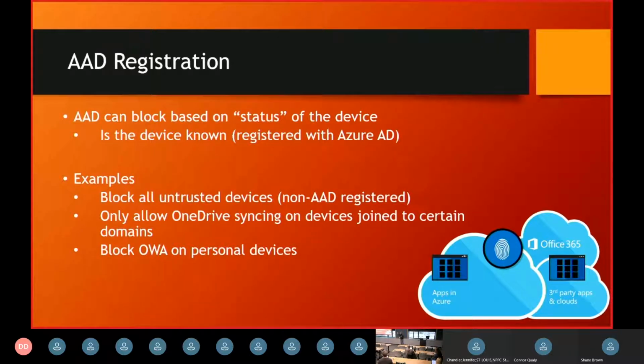We talked about, like, only allowing syncing on devices that are joined to certain domains. We could even block OWA on personal devices if we wanted to. Let's say we wanted to force them to use Outlook because we can containerize things and do things like that. There's all sorts of things we can do with the concept of a trusted device. That's what registration is about: by registering, you become trusted to us.